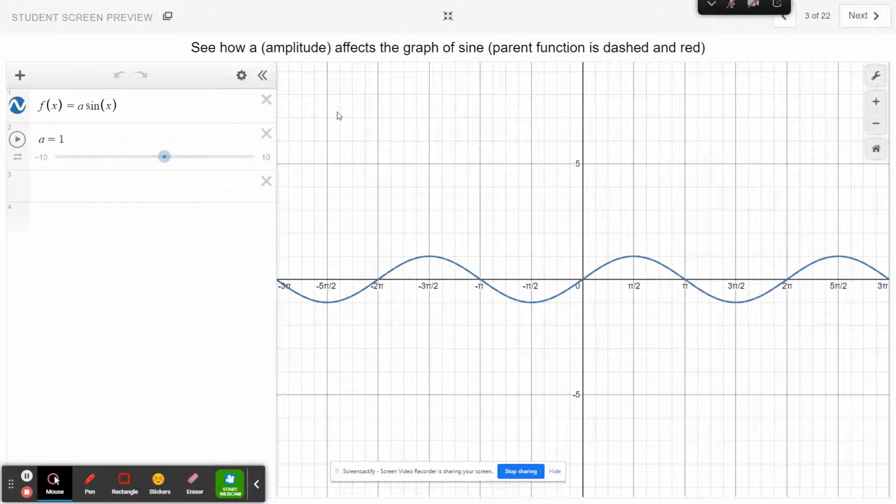All right, so what we're looking at here is the parent sine function, sine of x. When you plug in 0, sine of 0 is 0. Plug in pi halves, sine of pi halves is 1. So this is our graph. Sine of pi is 0.